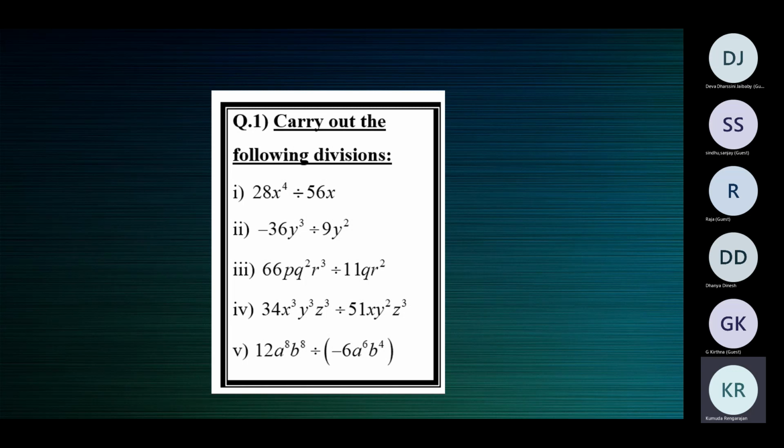In all the questions, in all the 5 subdivisions, you see that it's a division of a monomial by a monomial. One term by one term. A single term divided by a single term. Let's see how to do it.